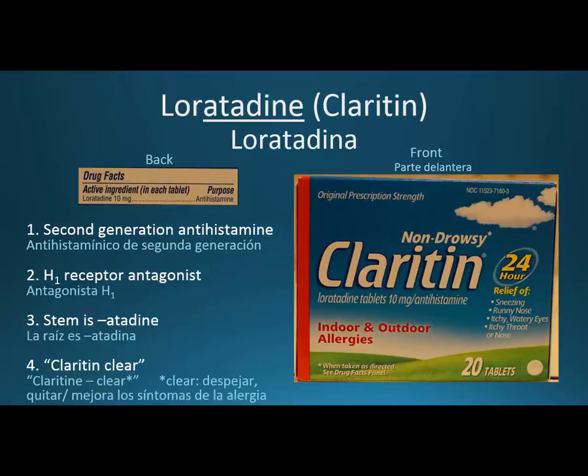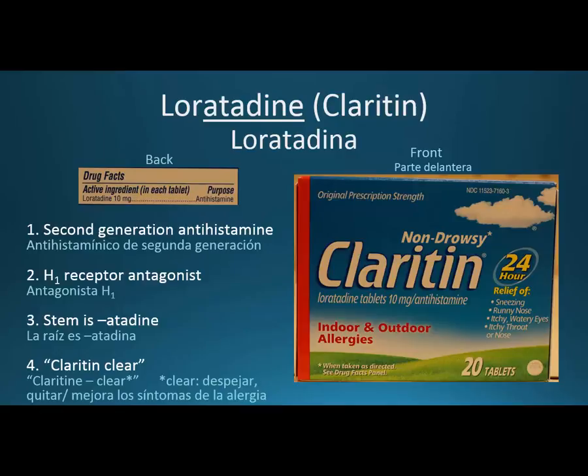Loratadine is Claritin, loratadina. So loratadine is Claritin, loratadina, and it's a second generation antihistamine, antihistamínico de segunda generación. It's an H1 receptor antagonist, antagonista H1. The stem is atidine. So in the Spanish, you would change that E to an A. So la raíz es atadina.